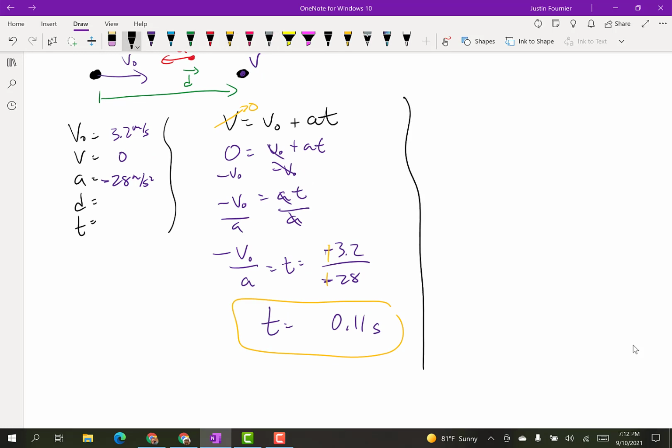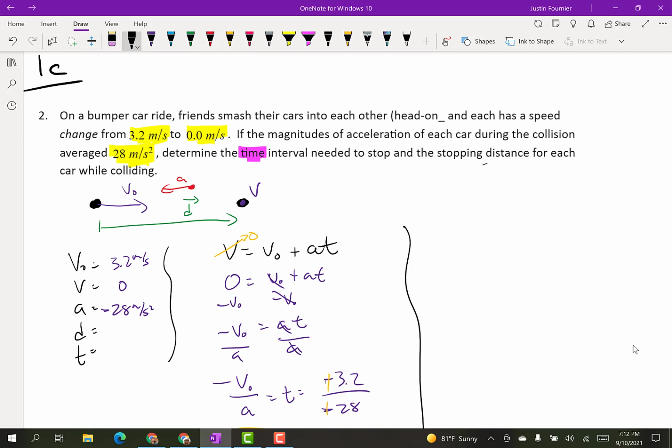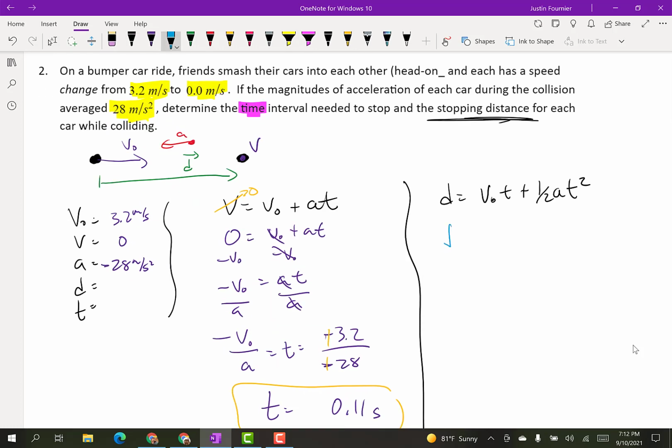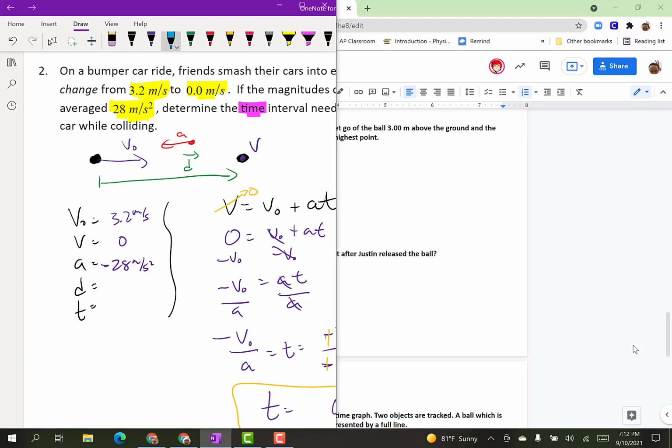All right, let's try this again now, but we want to find the stopping distance, so the displacement. That's what I'm looking for now. I'm going to use d equals v naught t plus one half a t squared, and really I just need to plug in here. So d equals my initial velocity, which is 3.2, times the time, which is 0.11 seconds, plus 1/2 times negative 28 times the time, 0.11 squared. So let's go ahead and plug all that in.